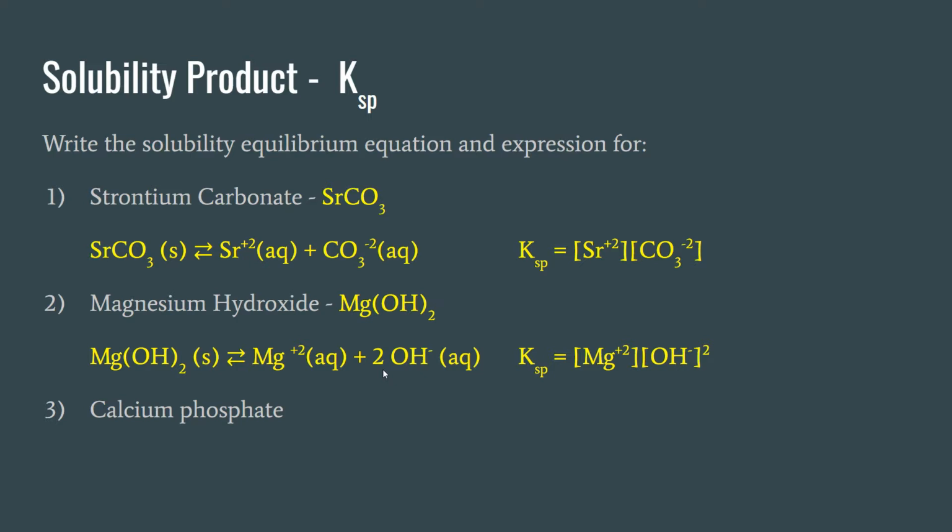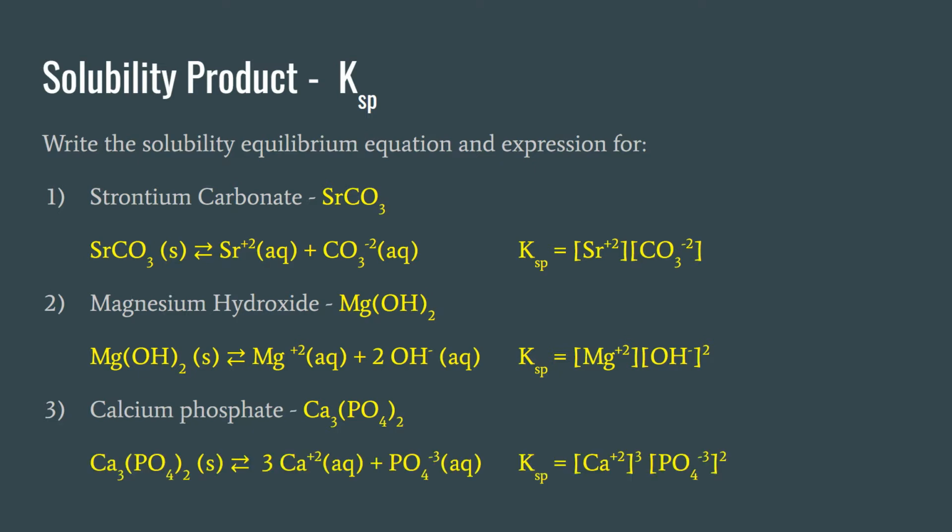Calcium phosphate. Calcium is a positive 2 ion. Phosphate is PO4 with a minus 3 charge on it. So we're going to get Ca3(PO4)2. A little complicated, but nice and easy once again. We get Ca3(PO4)2 breaking up into 3 calcium 2 plus ions and 2 phosphates.